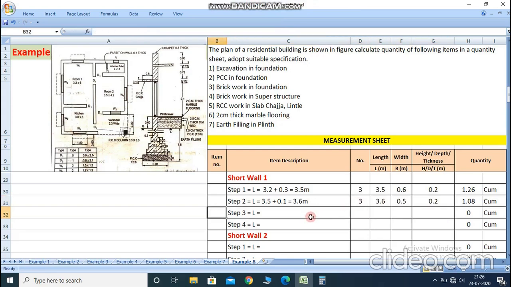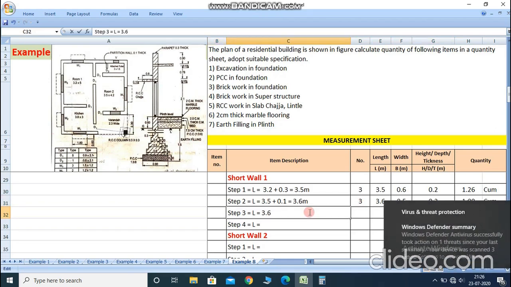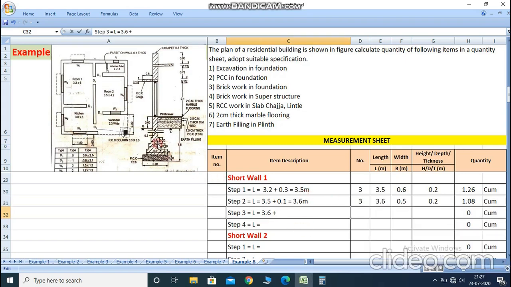Then after that for step 3, the length 3.6 we put here, plus the difference between 0.6 and 0.5, the difference is 0.1. So right here 0.1, equal to 3.7 meter. So right here 3, then after that 3.7, then after that 0.4, because for the third step it is 0.4, and thickness is 0.2. Now we calculate step 4, meaning 0.3 meter up to plinth level.